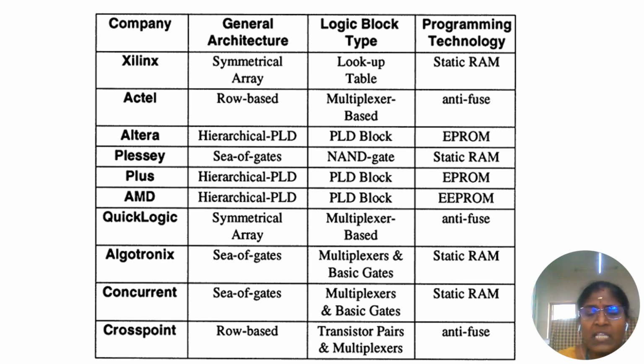The other one is the programming technologies. The programming technologies are static RAM, anti-fuse, and EEPROM. These are the three programming technologies. This table shows which architecture and which logic block each company or vendor prefers, and what technology they use to program these logic blocks. That is specified in this table.